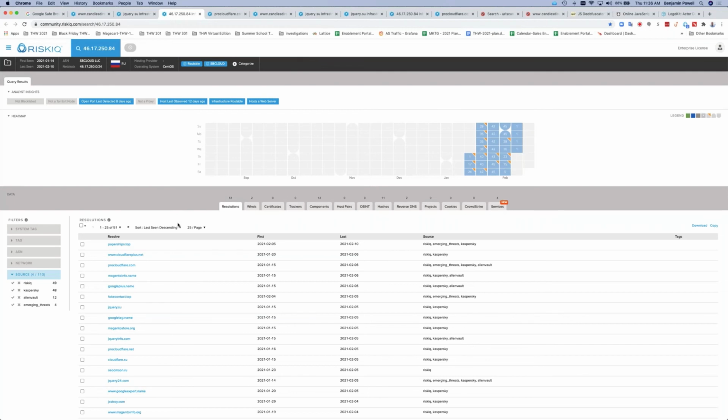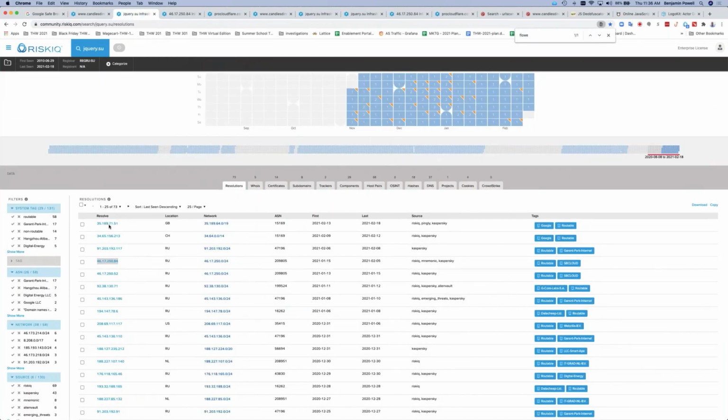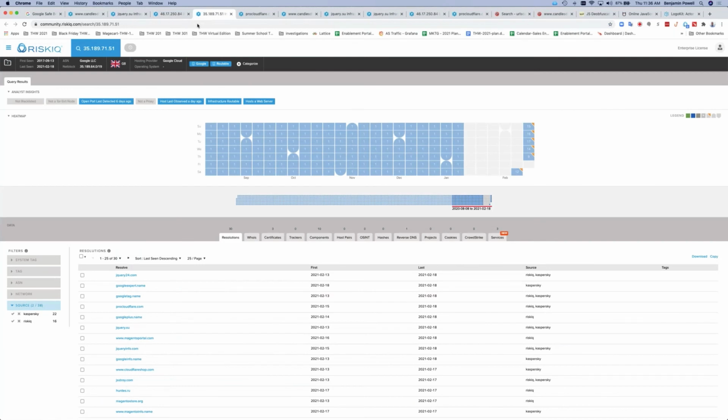So the two domains that were running scripts on our site were hosted on the same IP address. If I take a look at this, I see Pro Cloudflare, I see the jQuery.su. If I go back again, let's look at the latest one. Let me open that. Now that was in Russia. Now let's look at Great Britain. Okay, so now the Great Britain one, I see the same one.